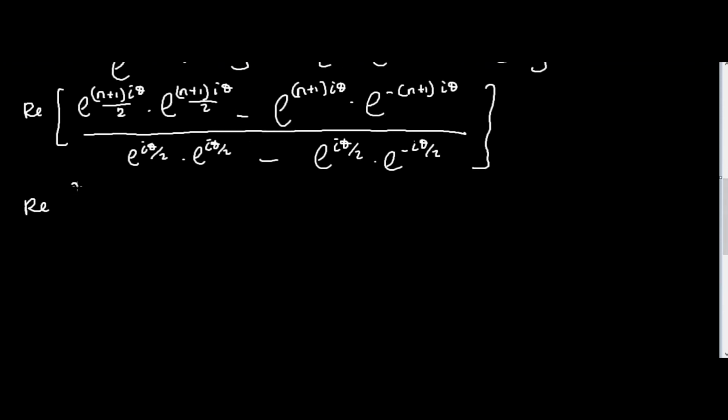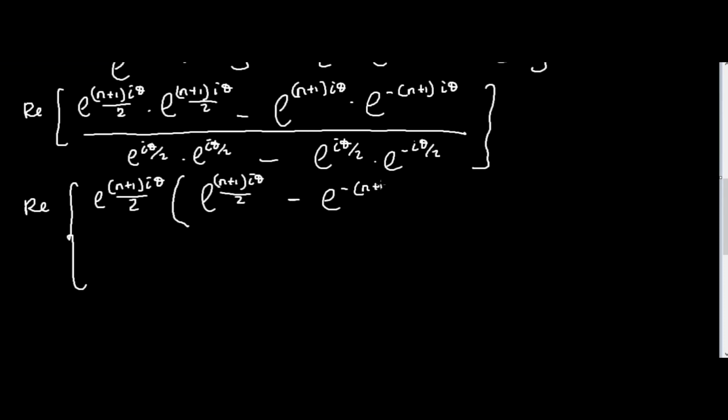The real part will now be e. What's common here now? e raised to power (n+1)iθ over 2 is actually common. Let's bring that out. So we'll be left with what? e raised to power (n+1)iθ over 2 minus what? e raised to power minus (n+1)iθ. Is that fine?